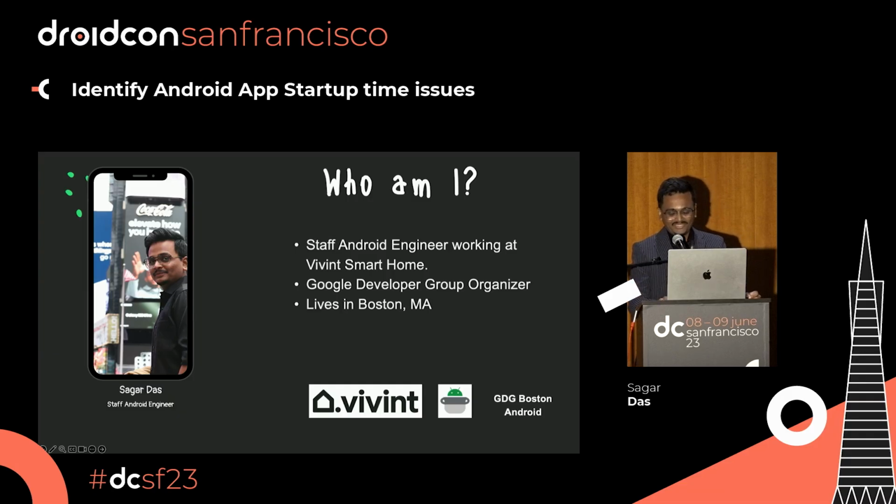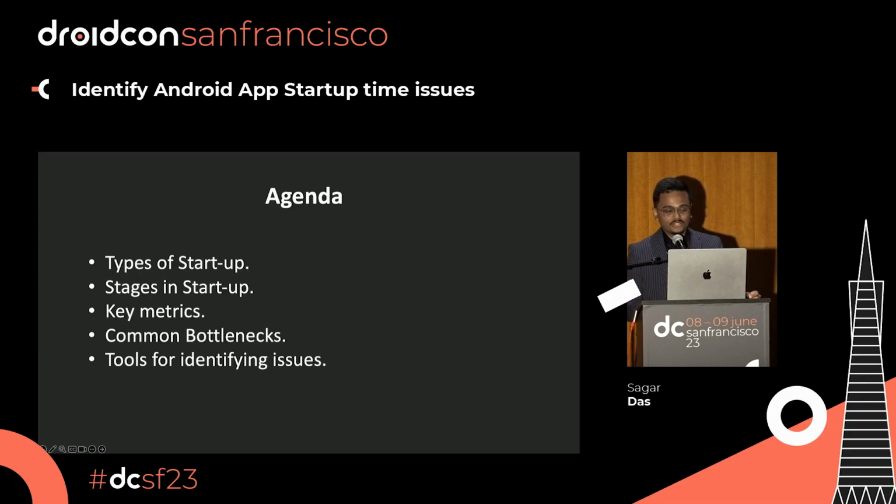Here's a quick look at the agenda. We're going to discuss the types of startup. There are multiple types of startups, so if someone says that your app startup time is slow, it can mean different things. We're going to look into the different stages involved in your Android app startup. We're going to talk about the key metrics and the common bottlenecks. And we'll be wrapping up the session by talking about some of the tools that you can use for identifying issues with your app startup time.